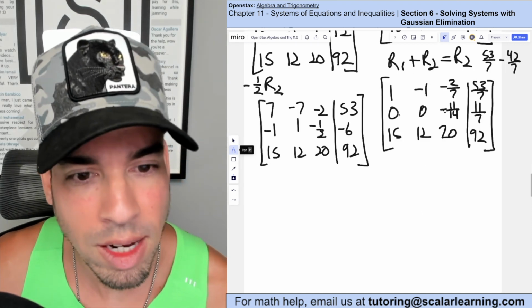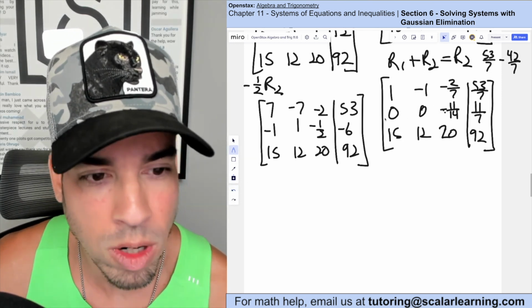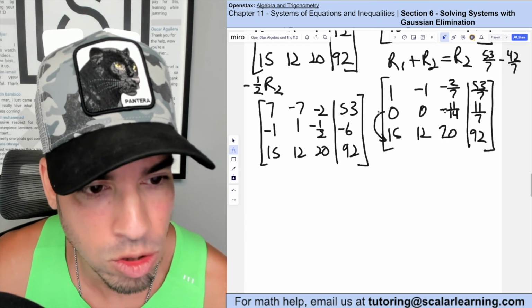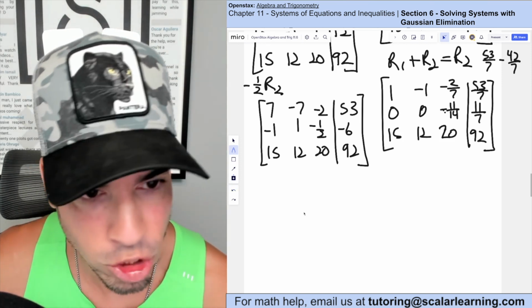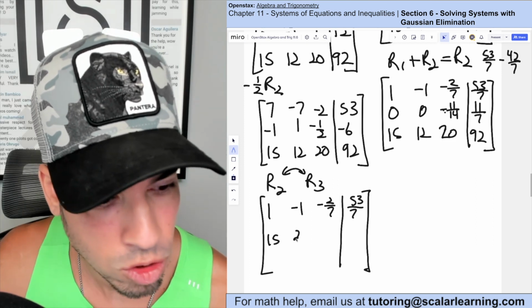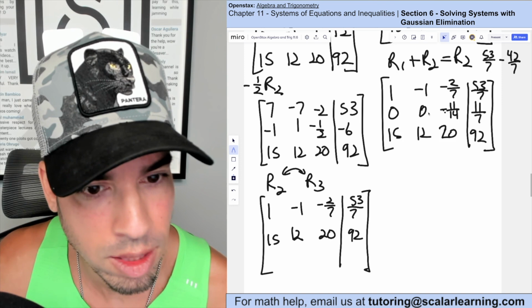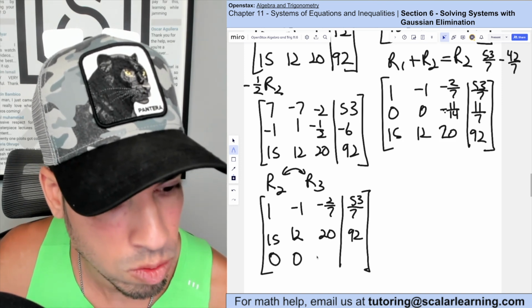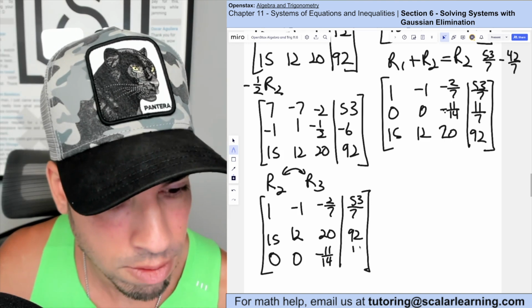Now, when you look at this second row, usually you want this to be a 1, but it's gone to 0. So what I'm going to do is swap these two rows. We're allowed to do that. So that would be a perfect row 3. So let's switch it down. So then we got 15, 12, 20, and 92 up here. And then we got 0, 0, and then we got negative 11/14, and then 11/7.